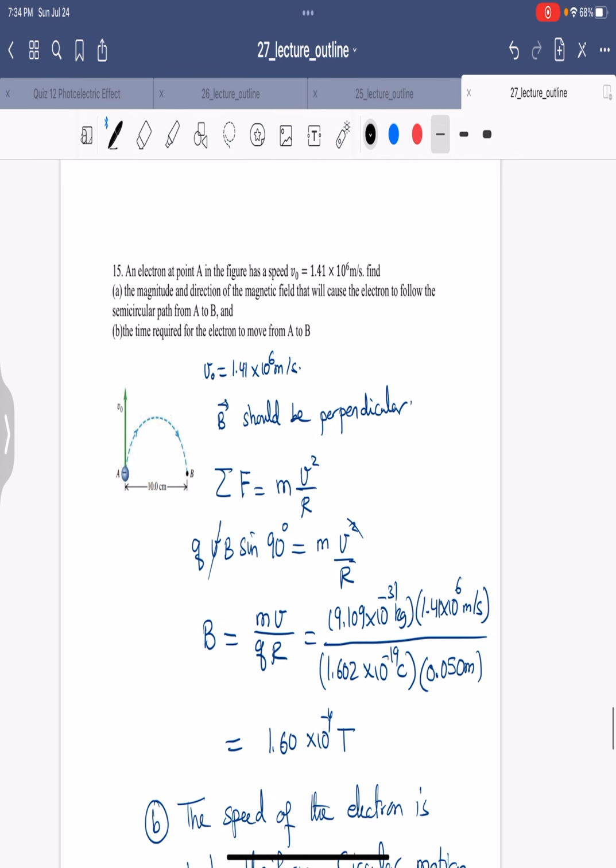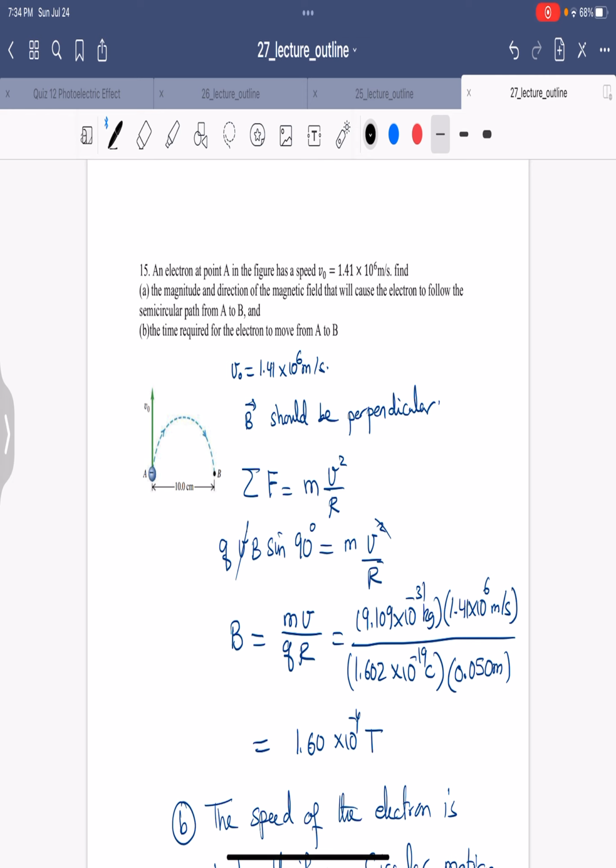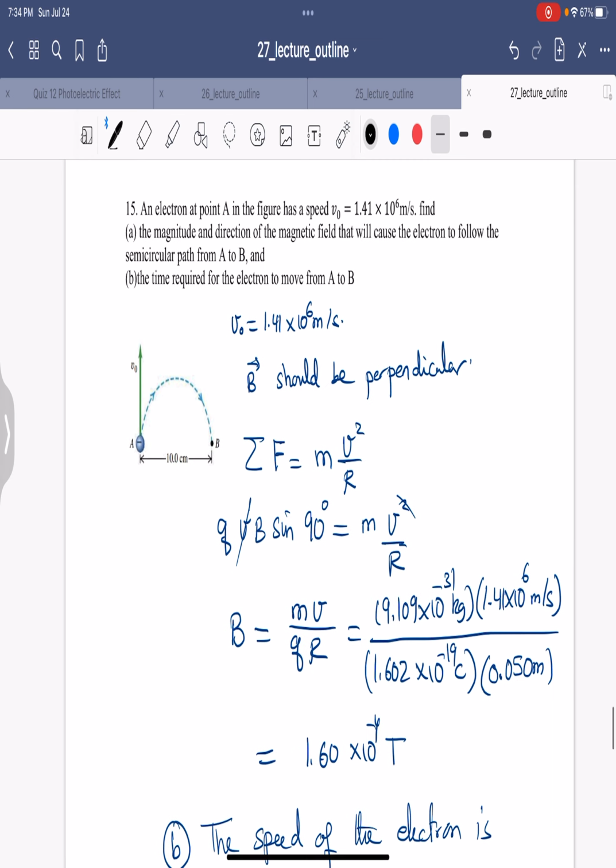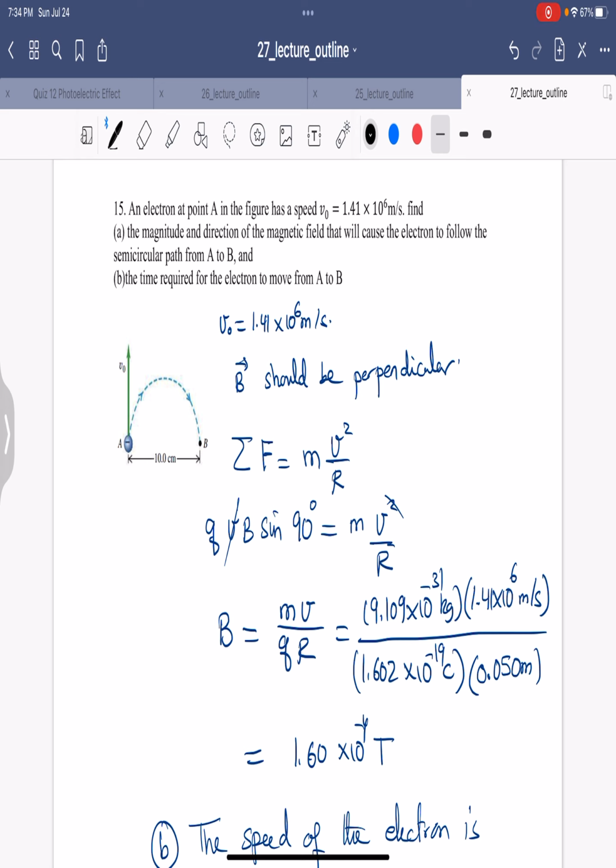This one is about circular motion of a particle in a uniform magnetic field. I have an electron at point A in the figure with a speed V0 equals 1.41 times 10 to the 6 meters per second. Find the magnitude and direction of the magnetic field that will cause the electron to follow the semicircle path from A to B, and the time required for the electron to move from A to B.